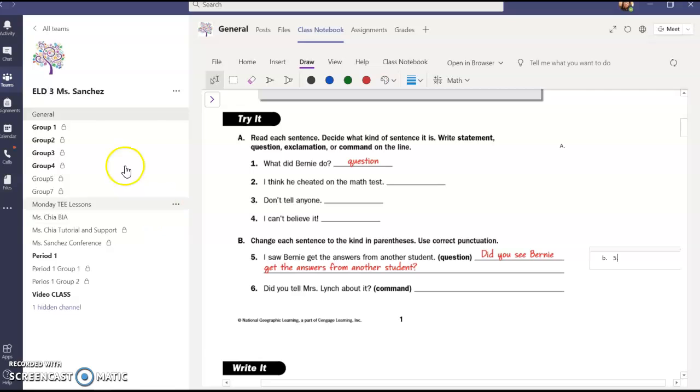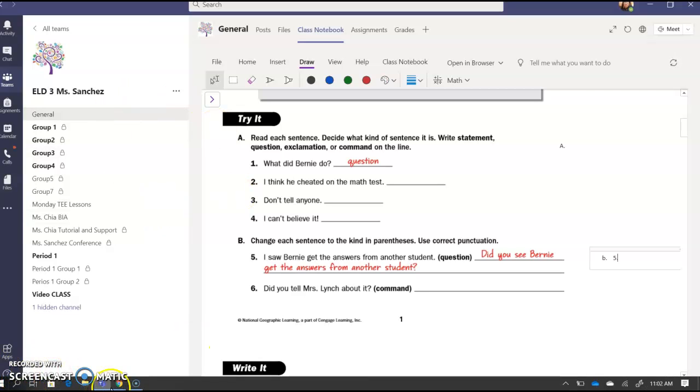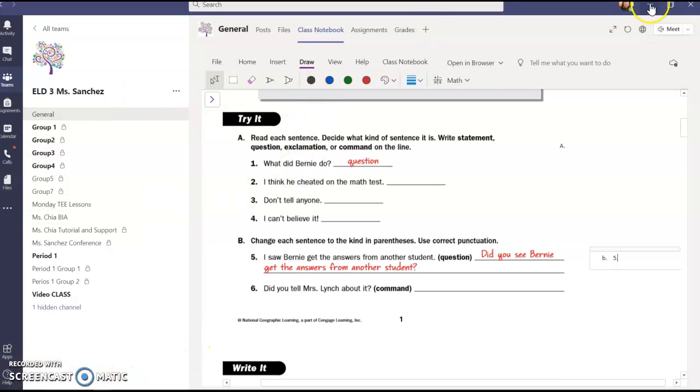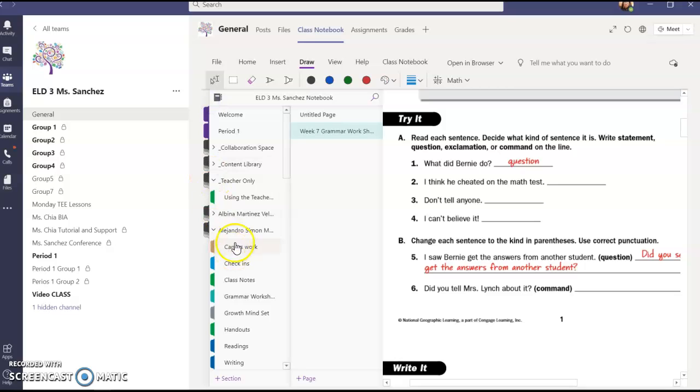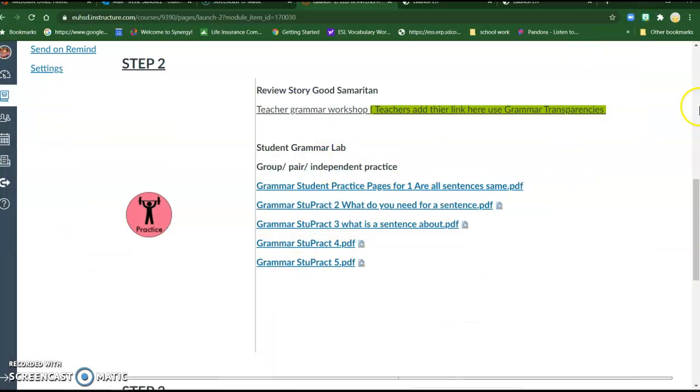Okay. So please don't forget that this is an ongoing assignment that you have that is in your notebook, and it is in your grammar workshop section of your notebook. Okay. Now, that was last week's work.